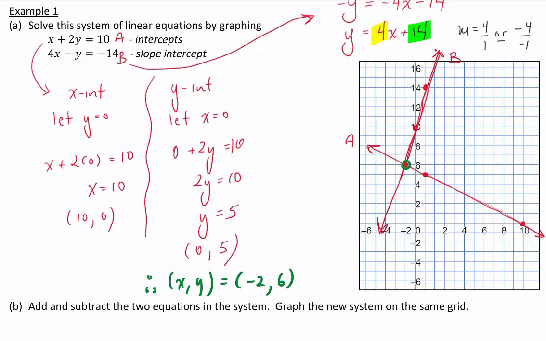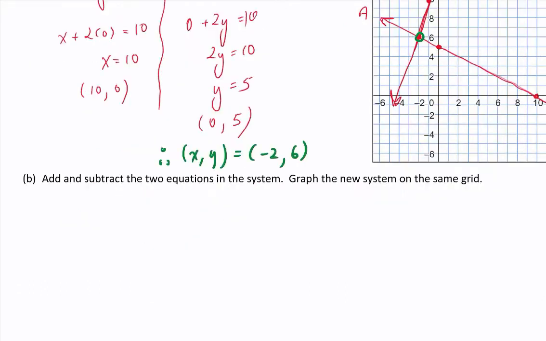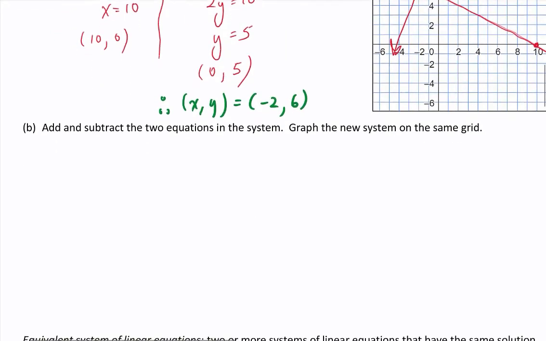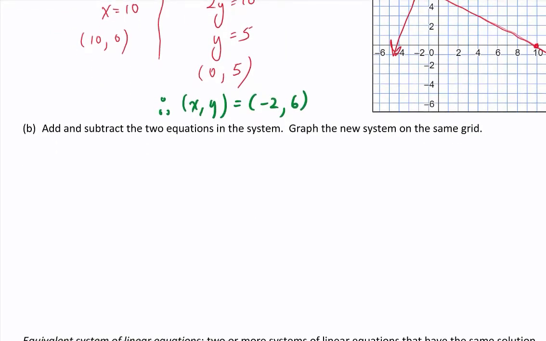All right. So now let's talk about an equivalent linear system. First of all, we're going to make an equivalent linear system and then discuss what it means. In part B, it says to add and subtract the two equations in the system, and we're referring to the system given above. And then we're going to graph these two new equations. So when we say add and subtract, it's simply that.